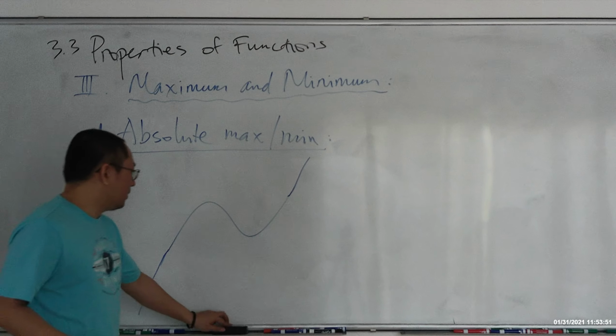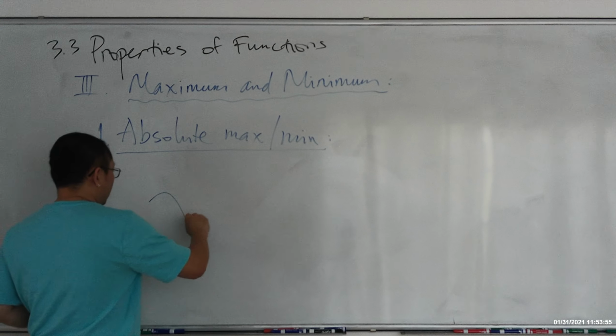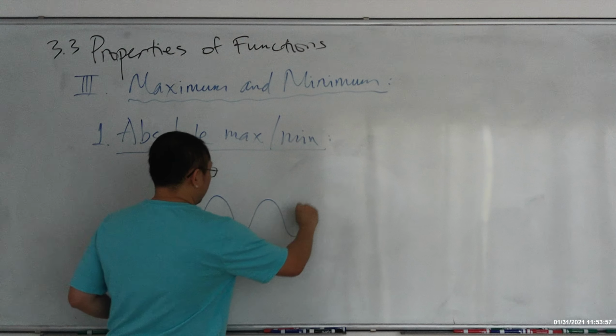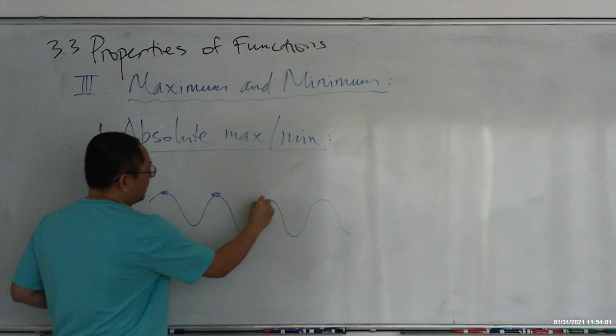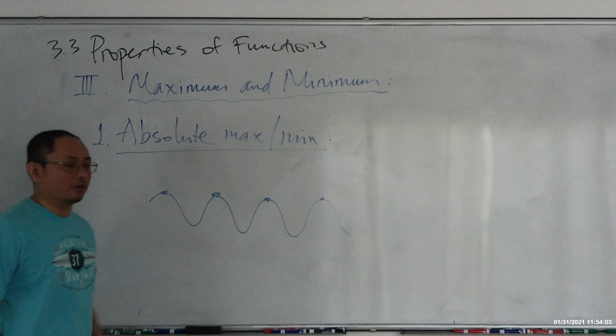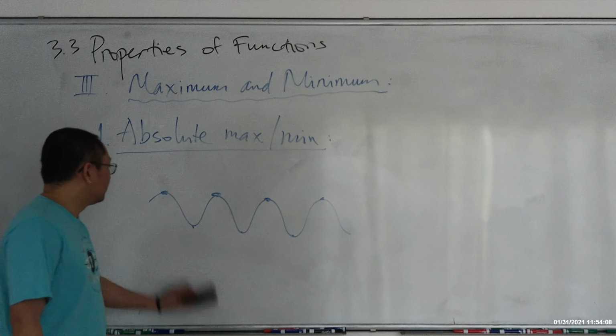Okay? Some have multiple. Say for example, I have the wave function, say the sine function. Keep going like this forever, and it's the same height, right? So those are all absolute max because those are all the highest points of the graph, and those are absolute min. Okay? So you may have more than one.